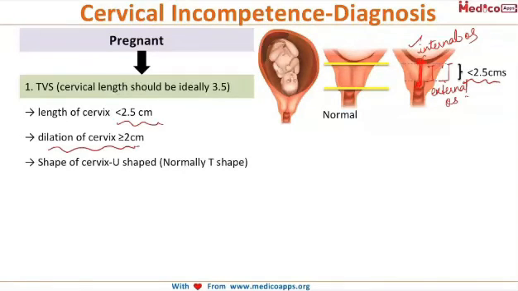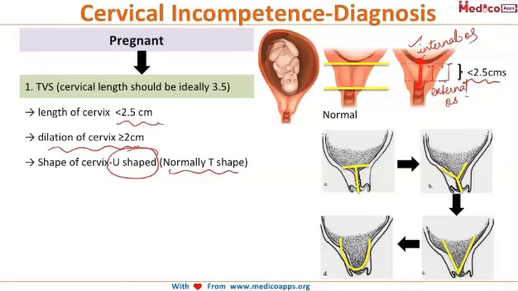or the shape of the cervix, which is normally T-shaped, becomes U-shaped. As you can see here in this image, this is the normal T shape of the cervix because the internal os is closed here. Now, if this internal os starts dilating, the shape of the cervix becomes Y-shaped, and as it dilates further, it becomes V-shaped, and with dilatation of the cervix more than 2 centimeters, it will become U-shaped. The cervix becomes U-shaped, and this is suggestive of cervical incompetence.